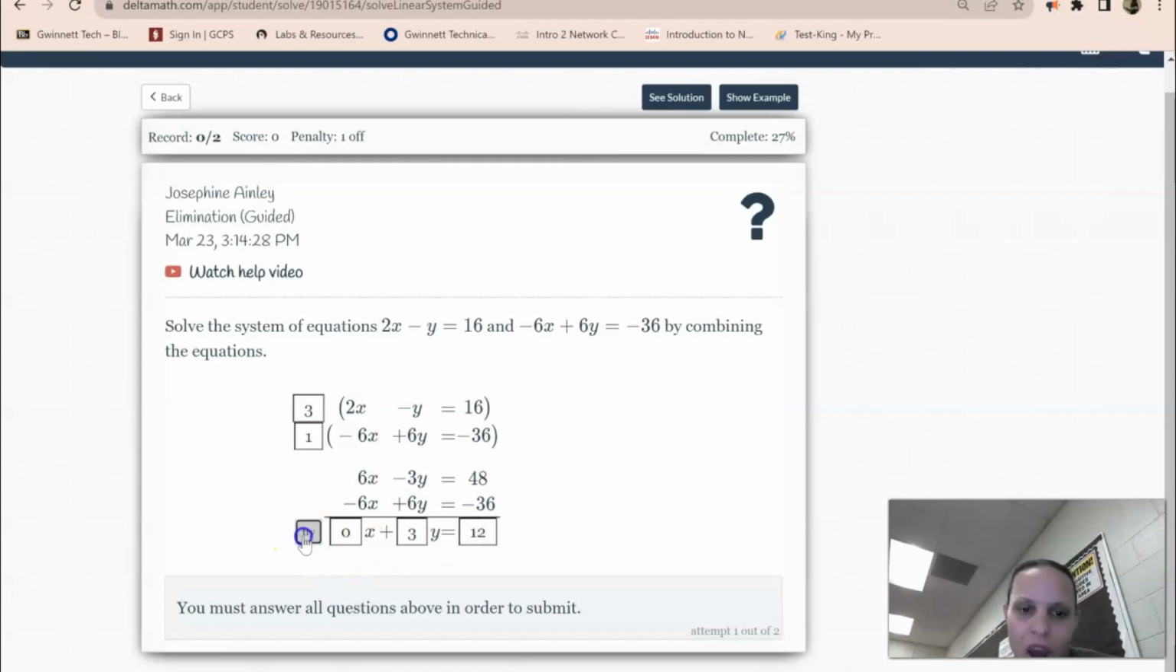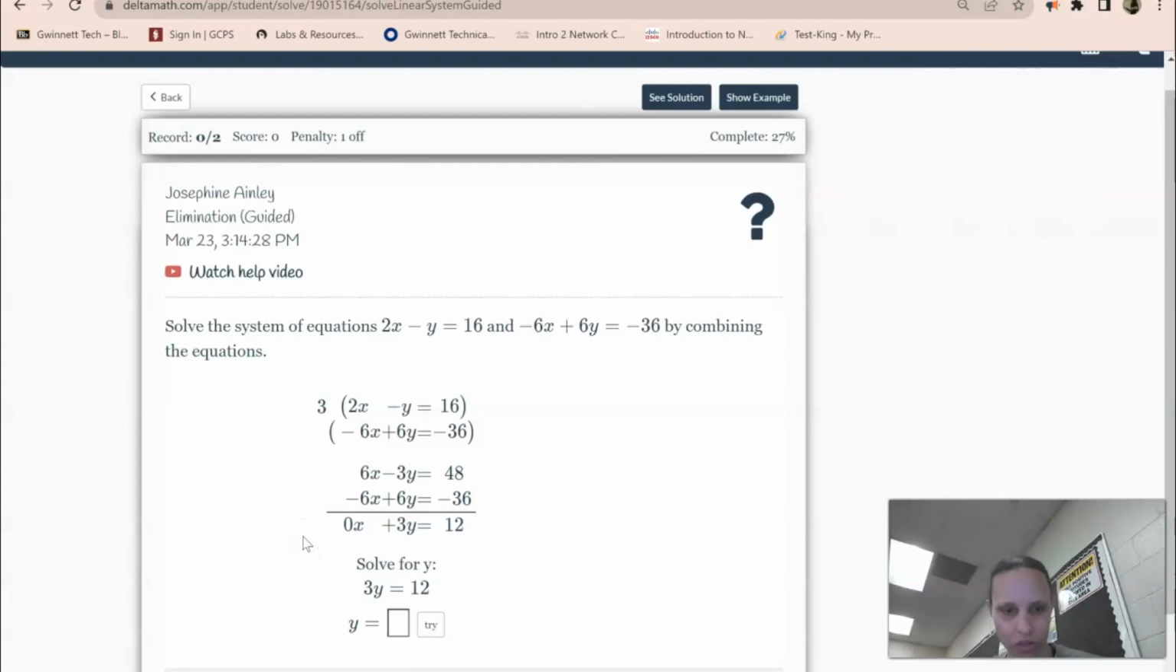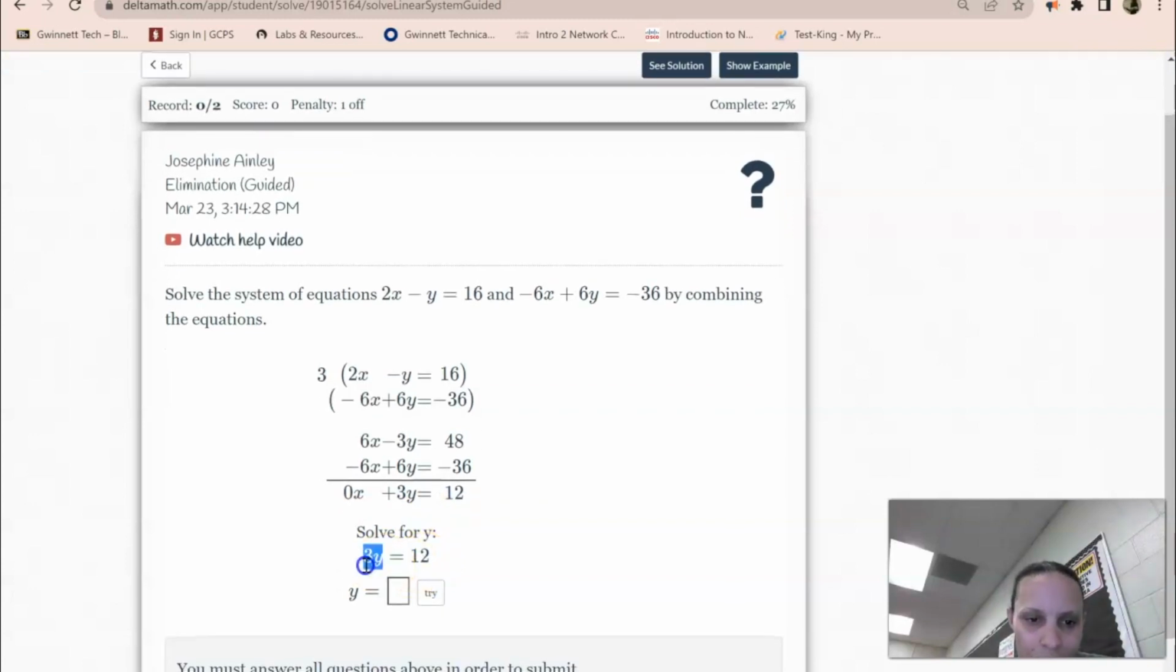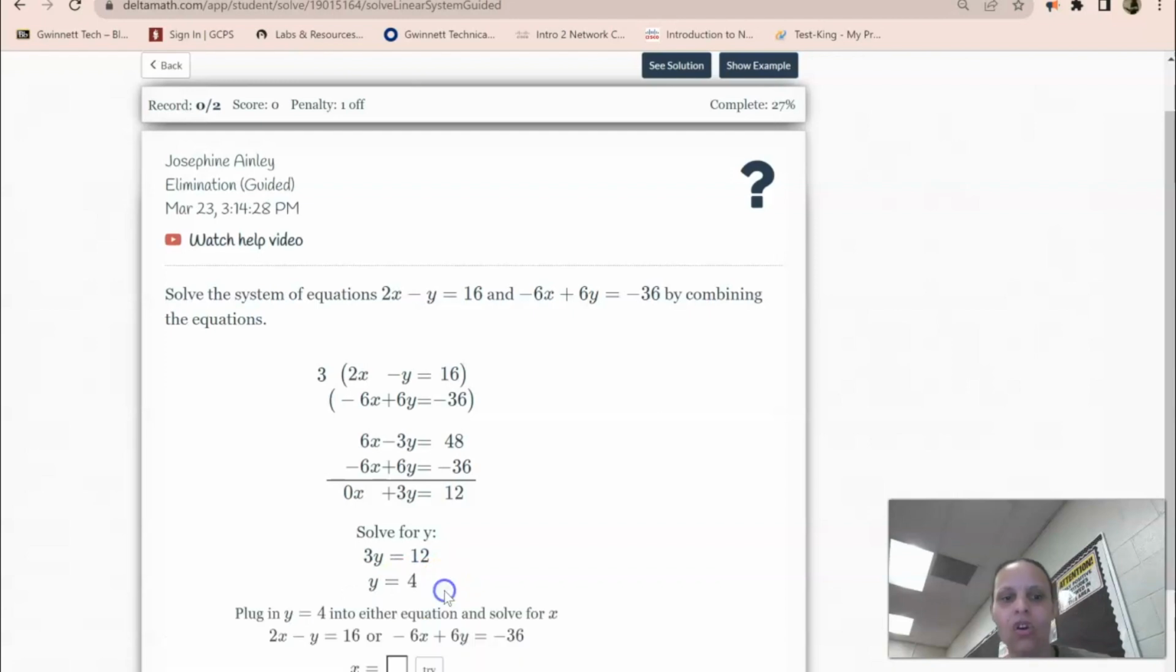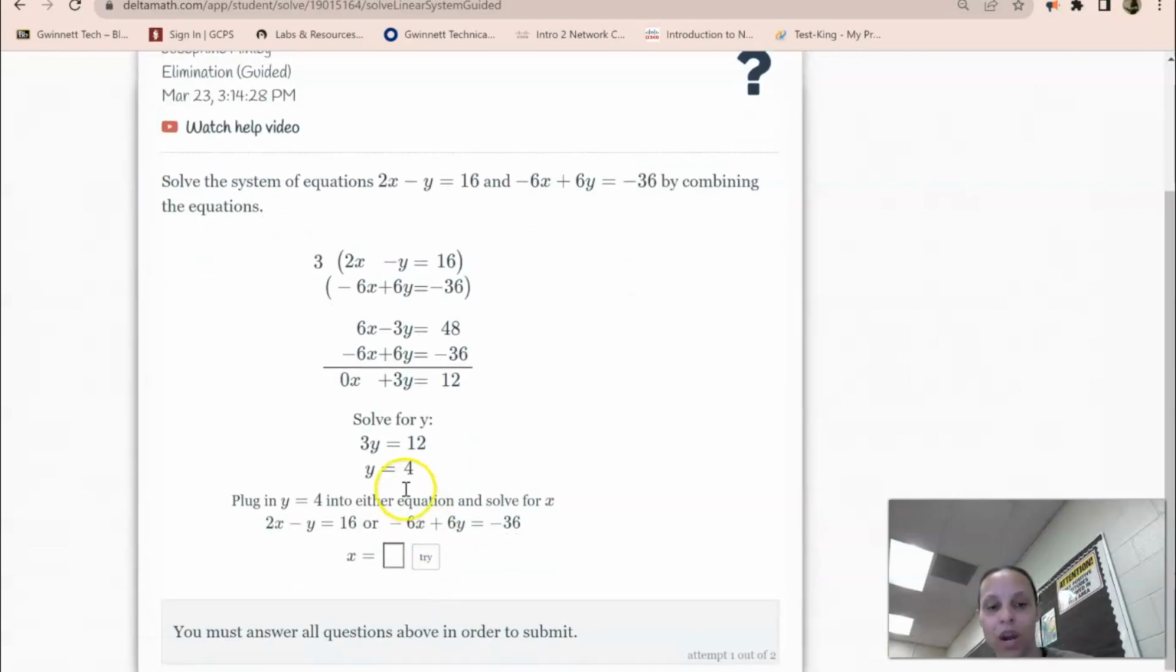All right, and you're going to try it. And if you're wrong, that's fine. You're just going to do it again, and that way you know exactly at what point of the step you're wrong. All right, then you're going to solve for y. So I divide both sides by 3. 12 divided by 3 is going to give me 4. And again, you're going to try it. If you're right, it keeps going. If you're wrong, you're going to do it again.